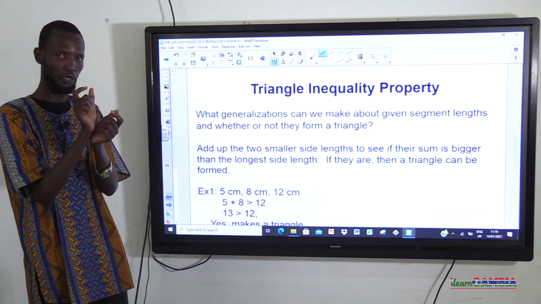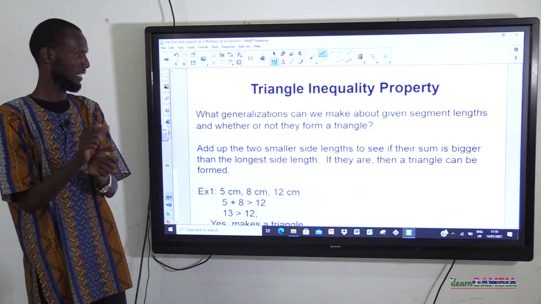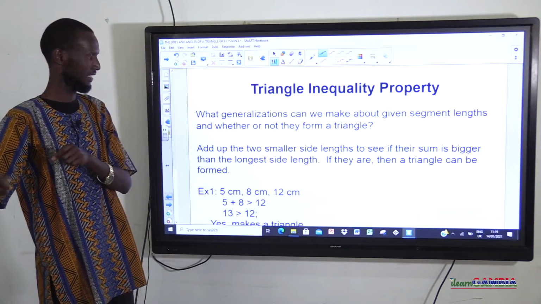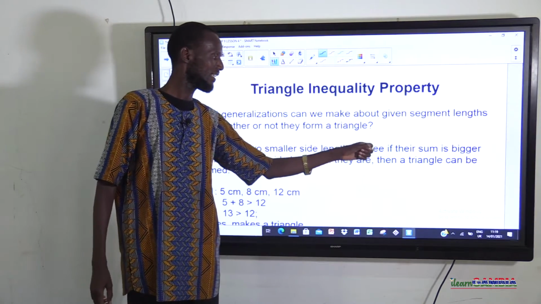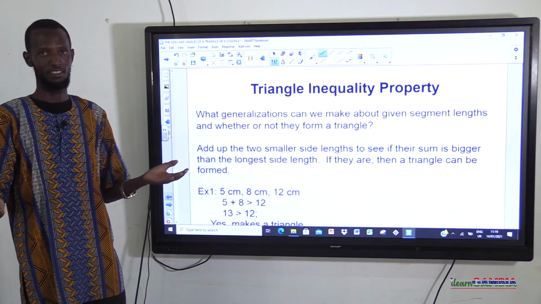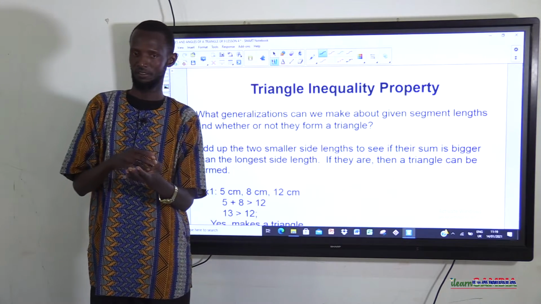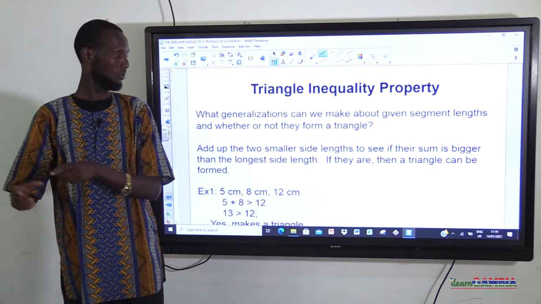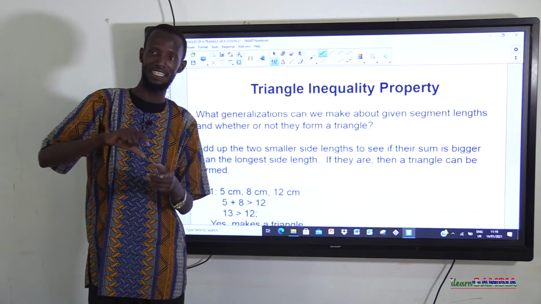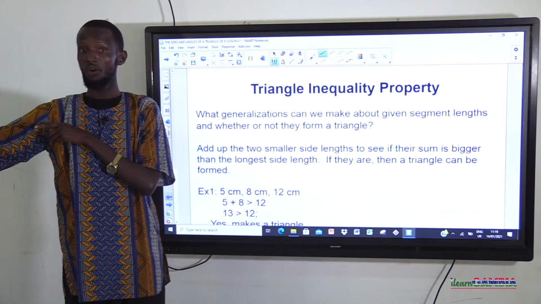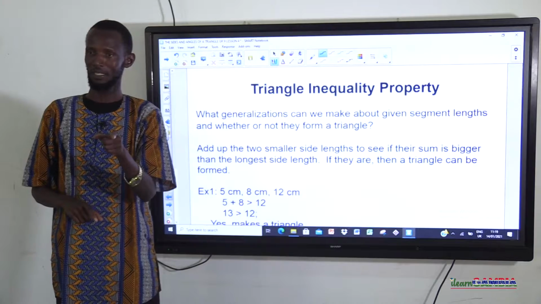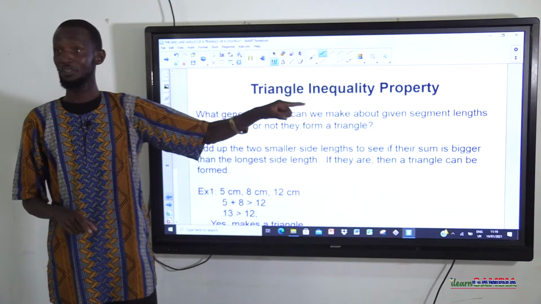If you add the two smaller sides and see that your answer is greater than the longest side, then the triangle can be formed. And that makes sense. Because if you take any three numbers, and one is bigger than the other two, and the two smaller ones add up to a number greater than the biggest number, then obviously, if you add the biggest number to any smaller number, you get a sum greater than the other smaller number.